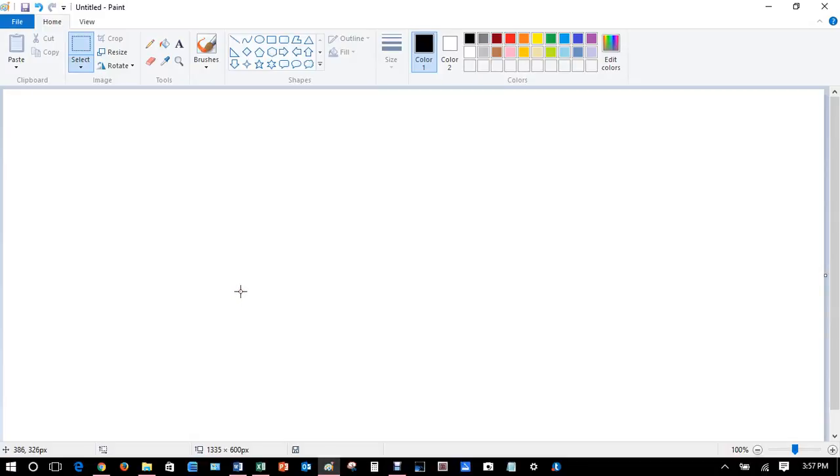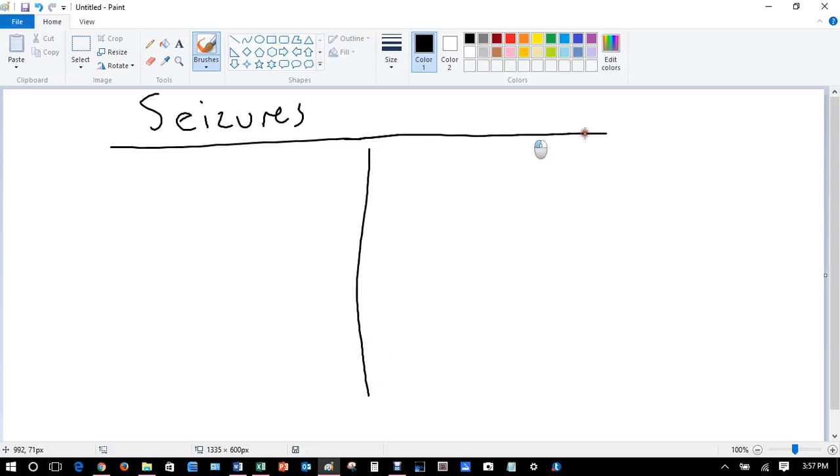Okay, for this lecture, we're going to be talking a little bit about seizures, different types of seizures and the drugs that we're going to use to treat them. So first of all, you need to understand there are different types of seizures. There's two general categories. One is called partial or focal seizures. Put that over here. Seizures is the whole thing.